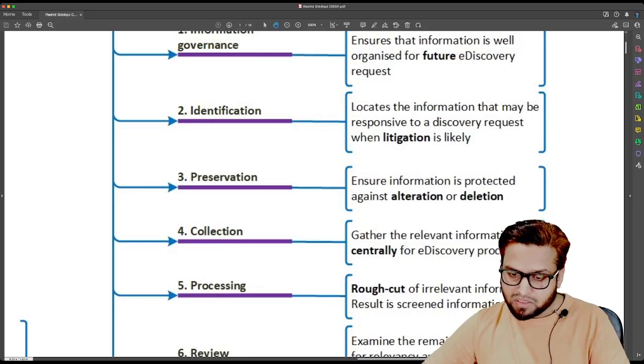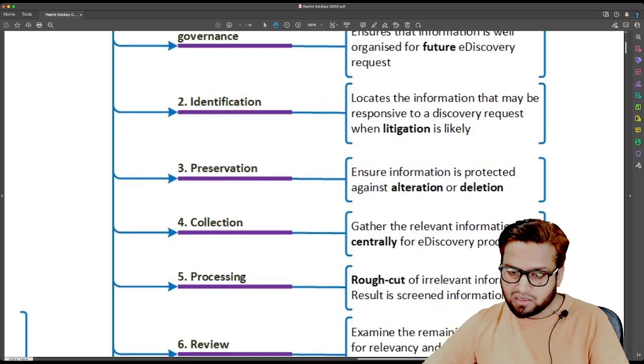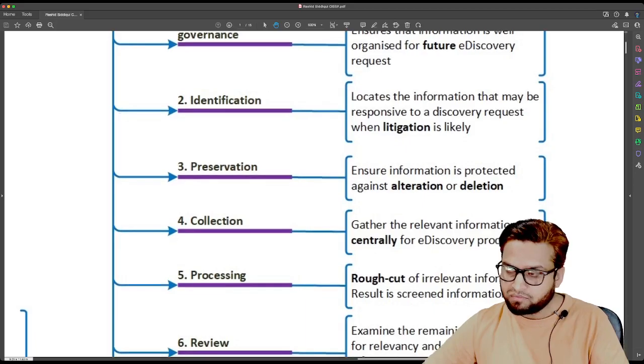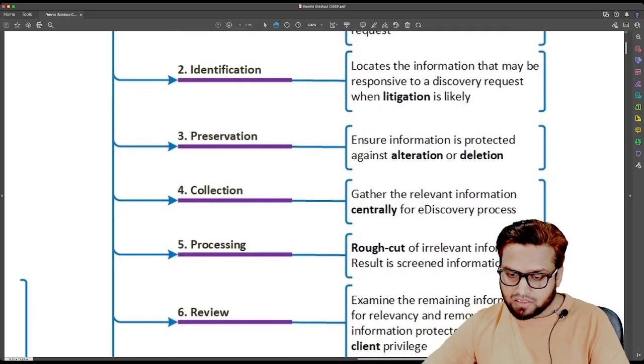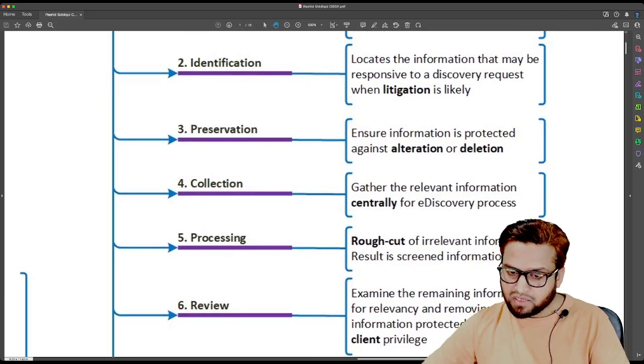Then preservation ensures information is protected against alteration and or deletion. So here we will be having integrity checks or hashing or something in place. Collection is gathering the relevant information centrally for the e-discovery process.